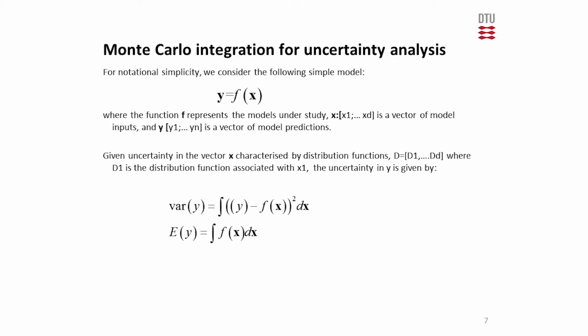The goal of an uncertainty analysis is to determine the uncertainty in the elements of y that results from uncertainty in the elements of x. The VAR(y) and E(y) require the integration of f(x) over the joint multidimensional probability distribution space of x. Hence, the use of Monte Carlo simulations to compute the integrals of VAR(y) and E(y).